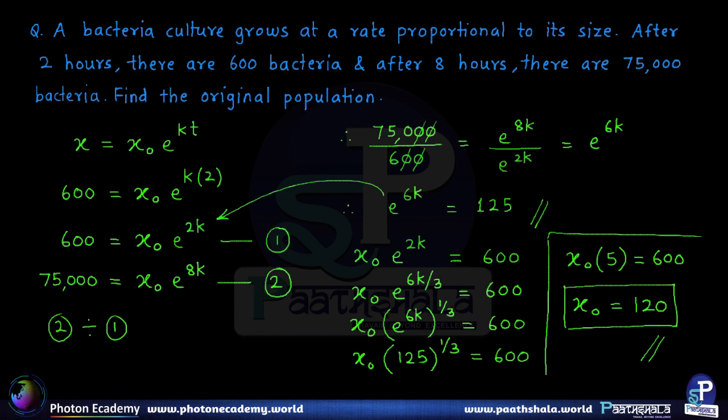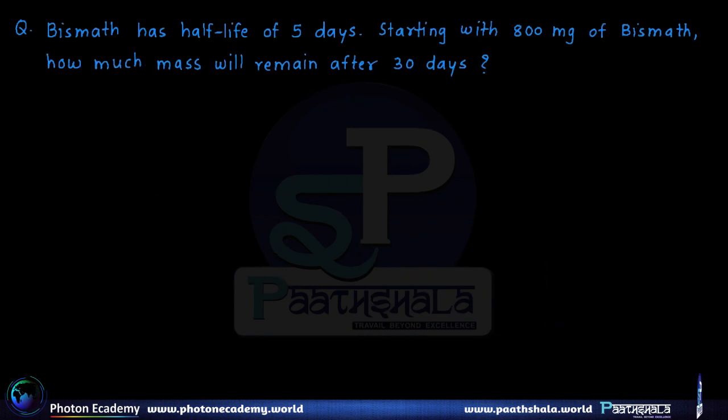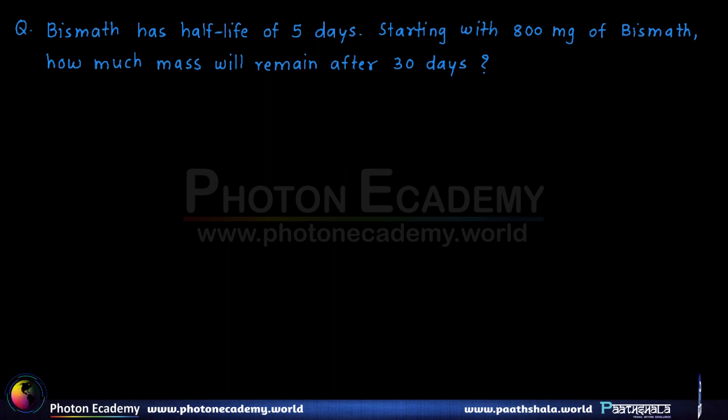Let's go ahead and solve another example based on exponential decay. Now here it's given that bismuth has a half-life of 5 days. Starting with 800 milligram of bismuth, how much mass will remain after 30 days?